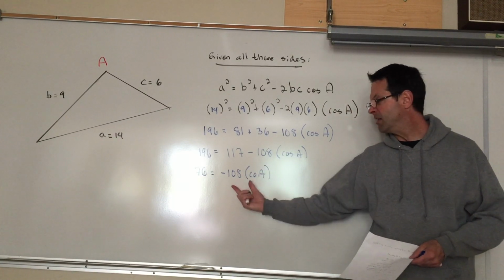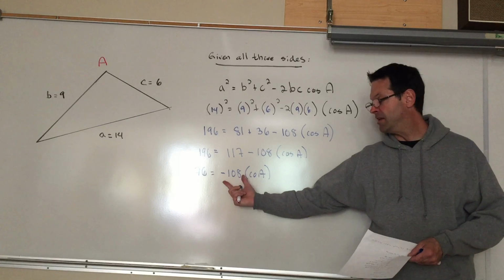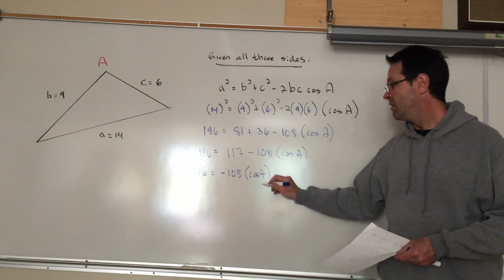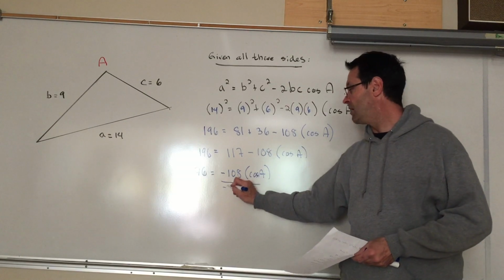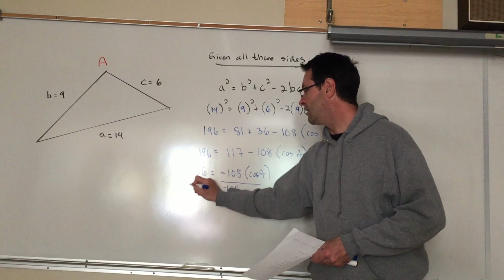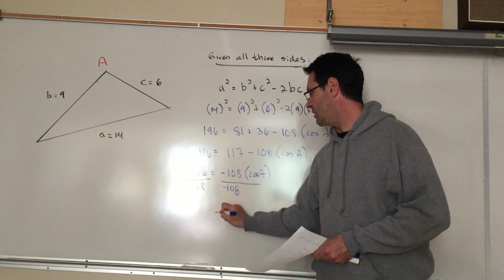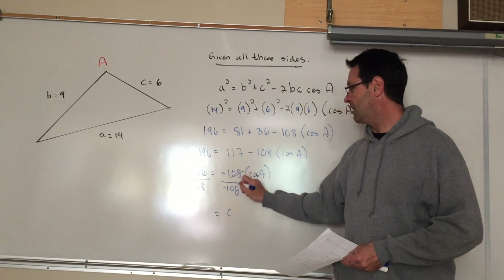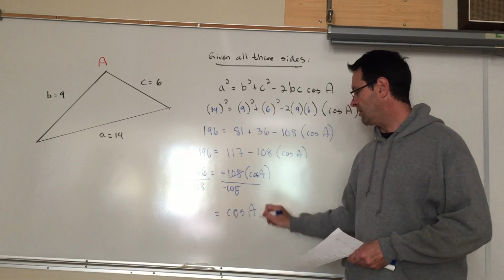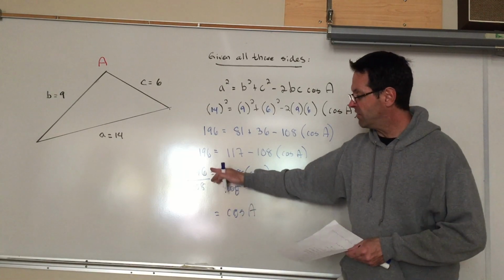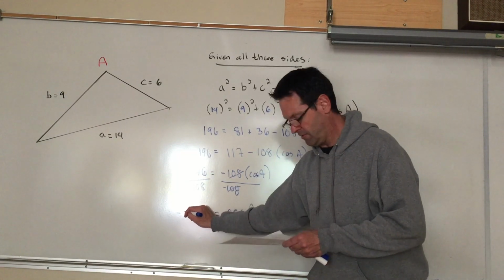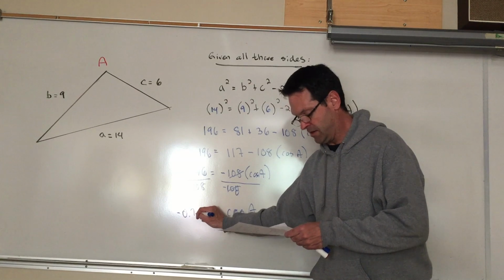Now how do I get rid of this negative 108? This says negative 108 times the cosine of angle A. Well, I'll divide both sides by negative 108. They'll cancel out, which leaves me with cosine of angle A here, and 79 divided by negative 108, that is negative 0.7315.